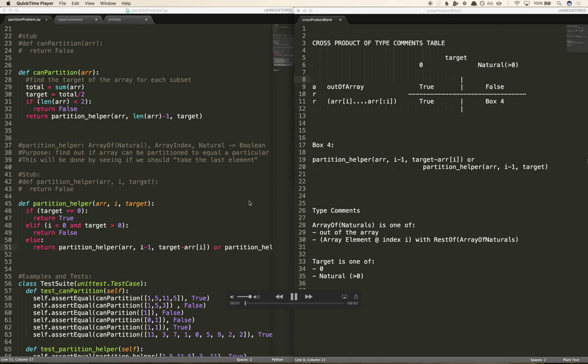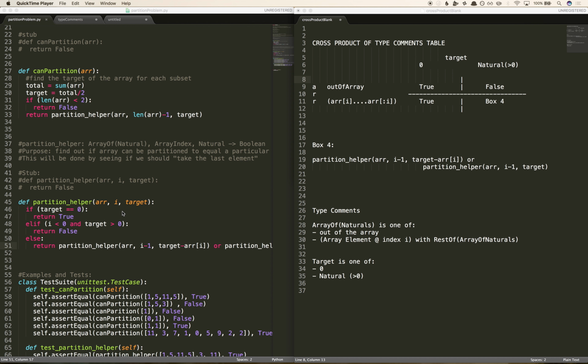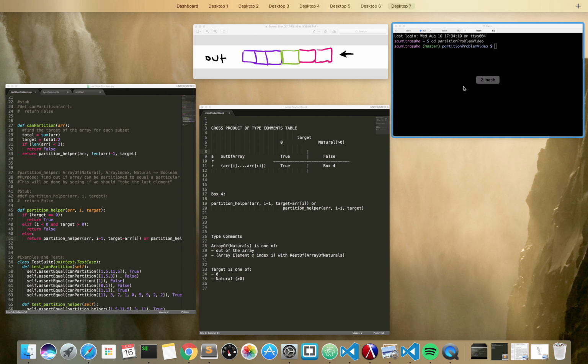So we just wrote the partition helpers routine, and we used the cross product of type comments tables to help us write this routine. And now we want to test our function to see if it works out. So that's where we're going to start, and let's test the function.